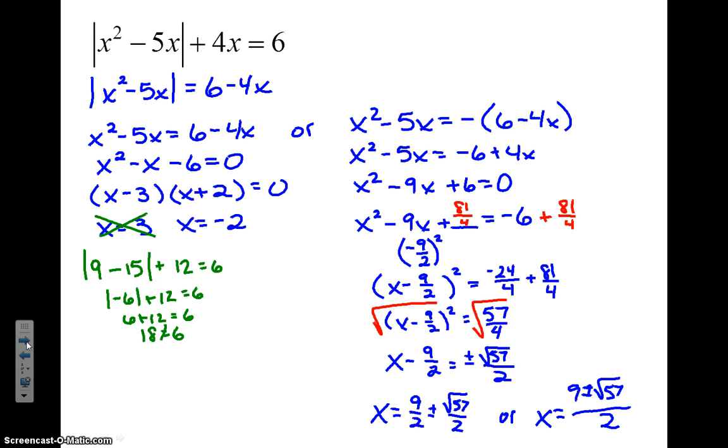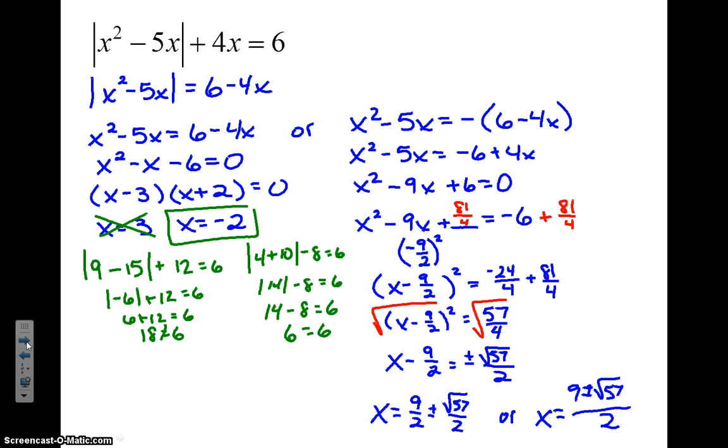If I try negative 2, negative 2 squared is 4. If I multiply negative 2 times that 5, I'm going to end up adding 10 plus 4 times negative 2. So I'll end up with a minus 8 equals 6. Well, here I've got the absolute value of 14 minus 8 equals 6. Absolute value of 14 is 14. 14 minus 8 is 6. 6 equals 6. I'm in good shape there.